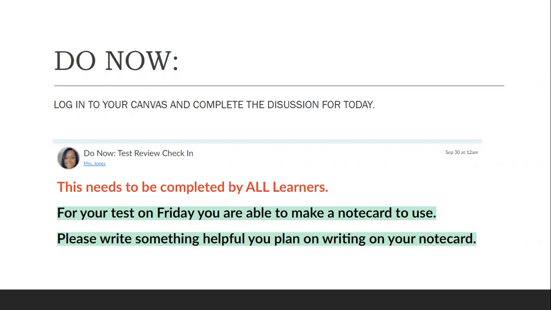The option of a note card is there for you on your test. That's the only thing you should have out. Also, if you are a person who struggles with simple multiplication or division, you may have a standard calculator. Standard calculator means non-graphing. So if you want to bring a standard calculator, I have a few.